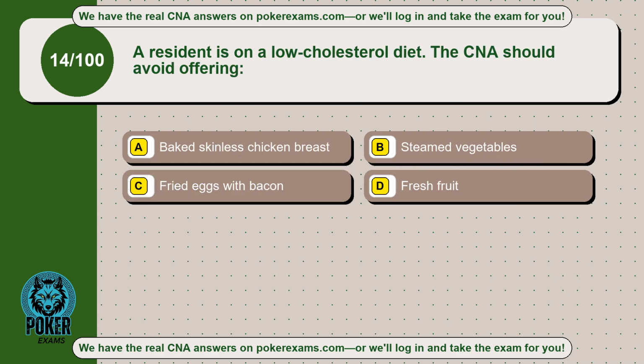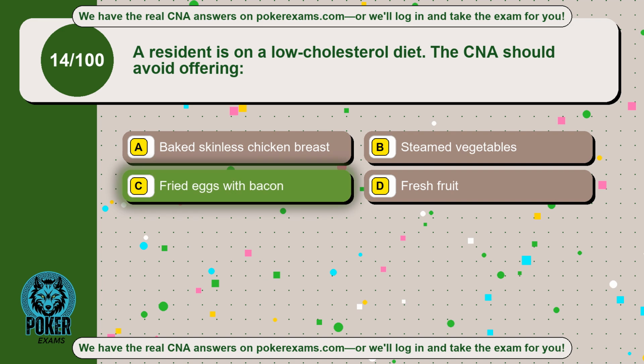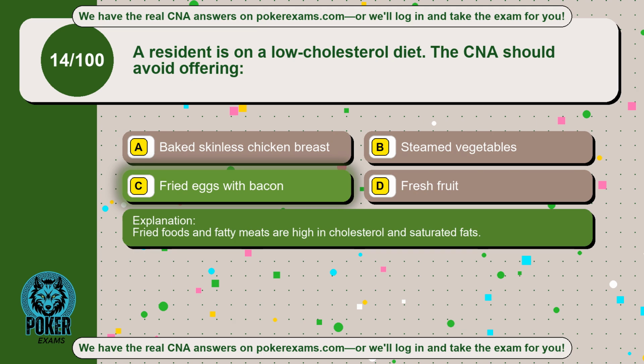Question 14. A resident is on a low cholesterol diet. The CNA should avoid offering: Option A, baked skinless chicken breast. Option B, steamed vegetables. Option C, fried eggs with bacon. Option D, fresh fruit. The correct answer is option C, fried eggs with bacon. Fried foods and fatty meats are high in cholesterol and saturated fats.